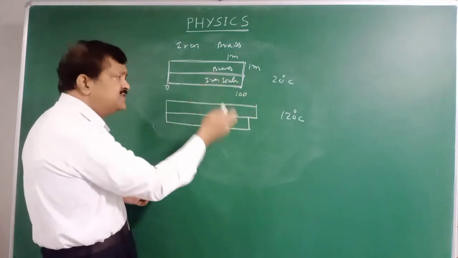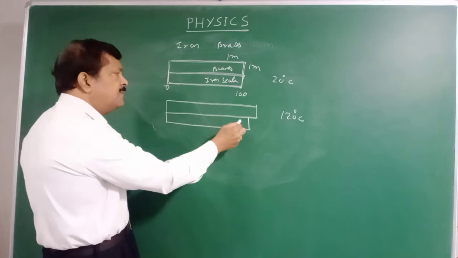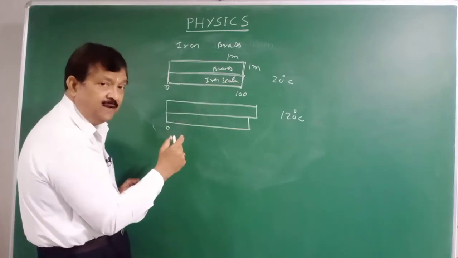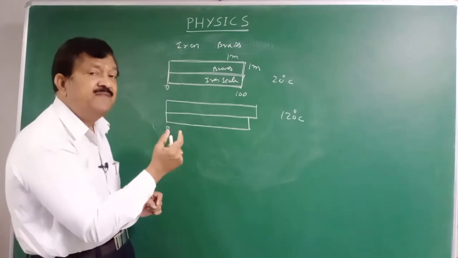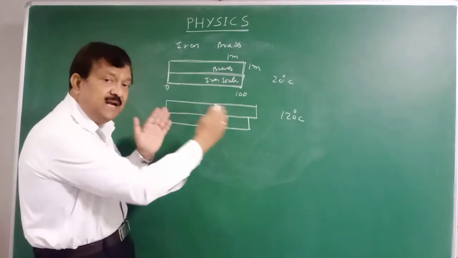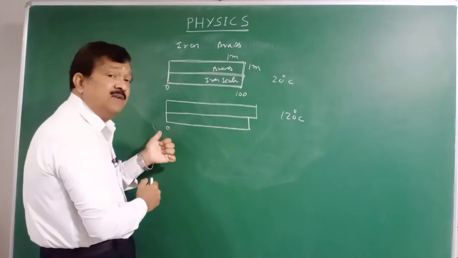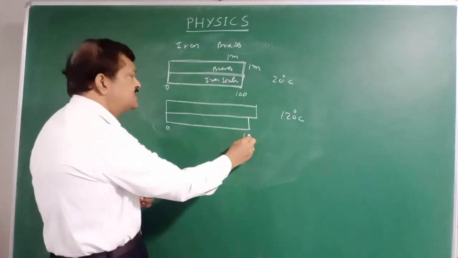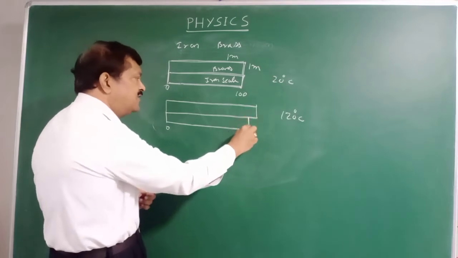So corresponding to the change in temperature, the length of the iron scale will also increase. Practically, the distance between successive graduations will increase. This end will always show 0, and this end will always show 100. Therefore, now this scale represents a reading of 100 only.